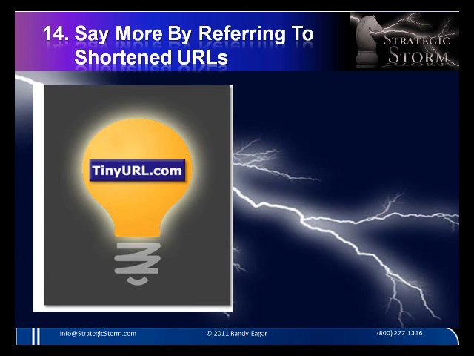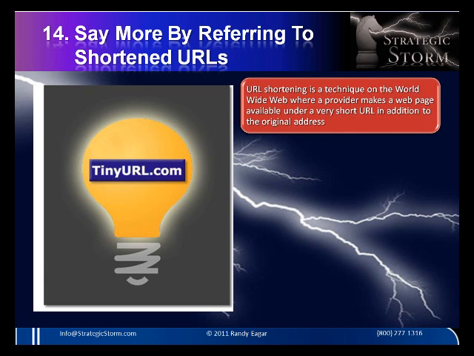Number 14, say more by referring to shortened URLs. URL shortening is a technique on the World Wide Web where a provider makes a web page available under a very short URL in addition to the original address. For example, a page with a URL address of sometimes 126 characters, let's say, can be shortened to as few as 19 or 20 characters.